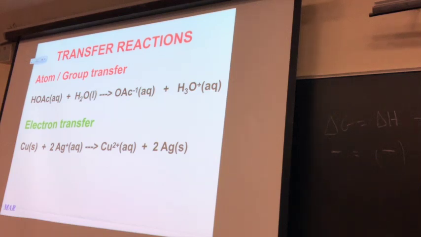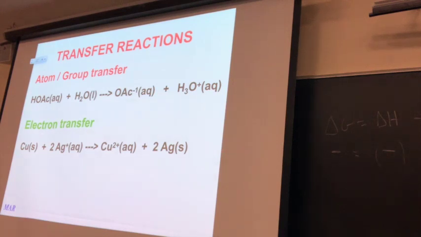On the other hand, copper here went to copper 2 plus. This copper lost 2 electrons. So in this problem, copper lost 2 electrons and it gave them to the silver plus. You need 2 silver pluses because each silver can only handle one more electron here. So you have 2 silver pluses becoming 2 silvers. This is an electron transfer reaction.